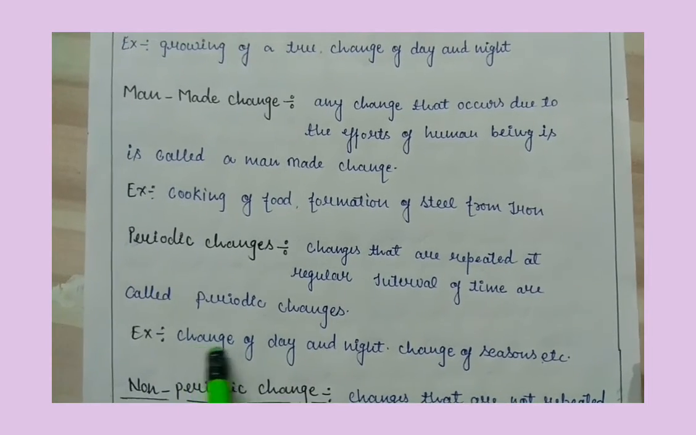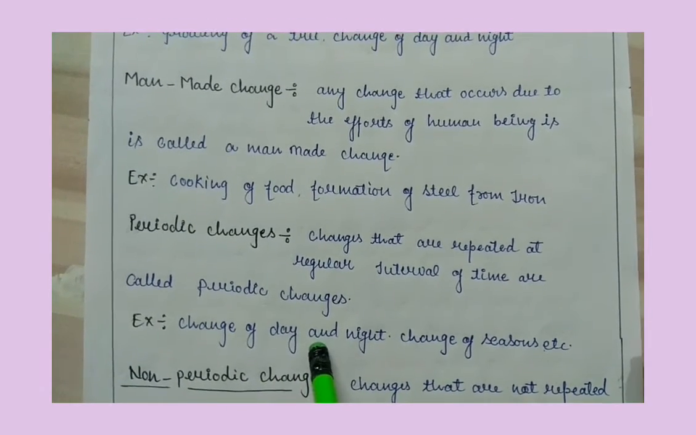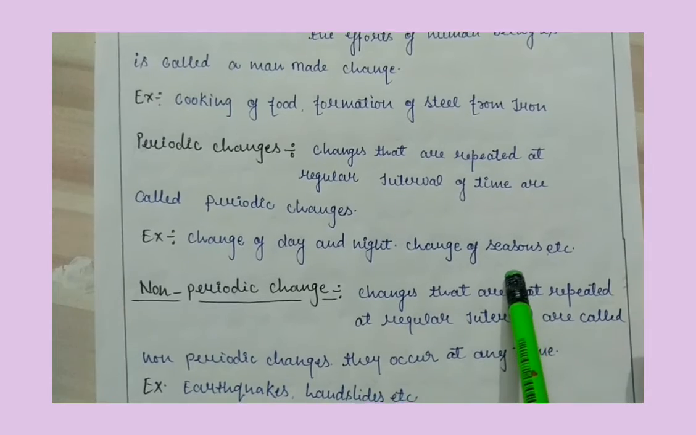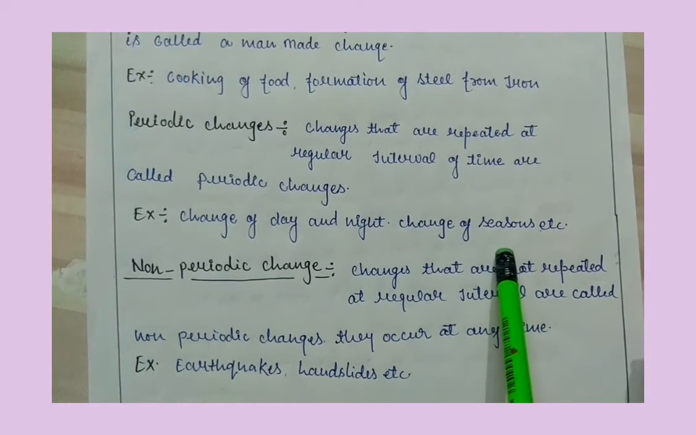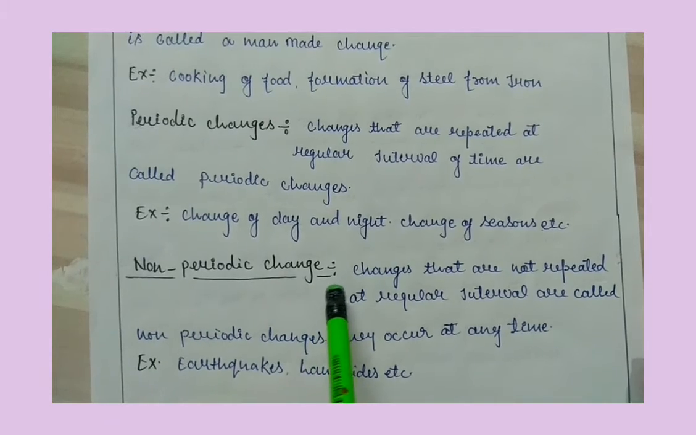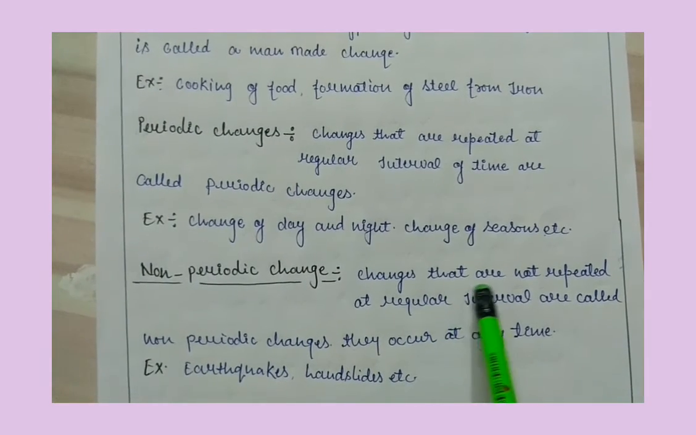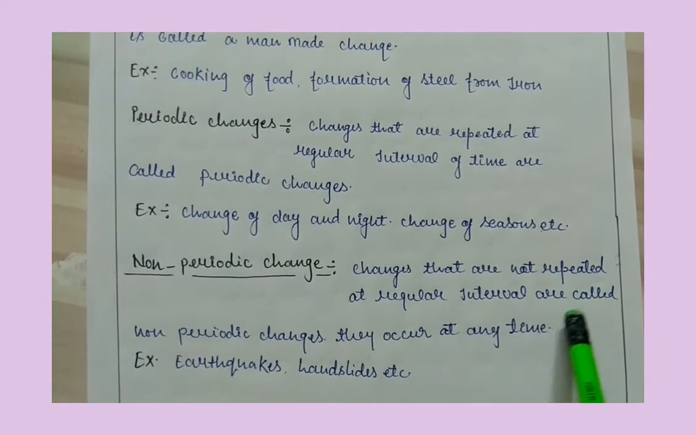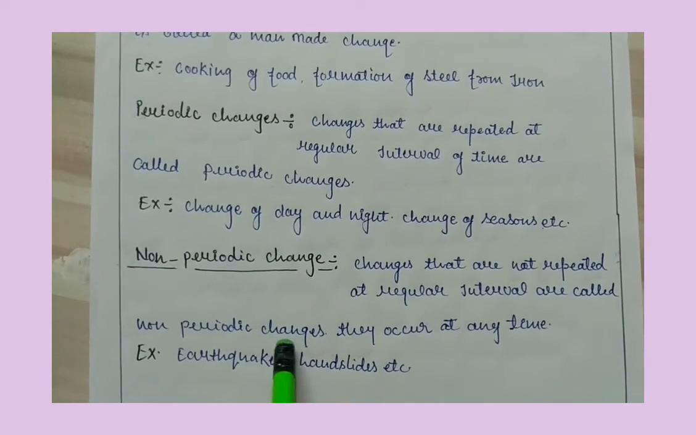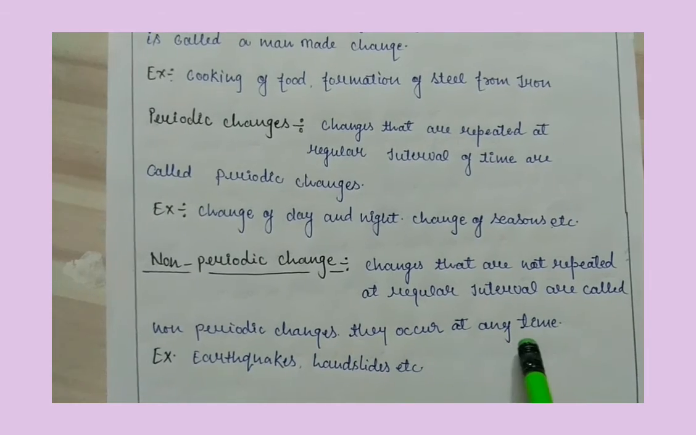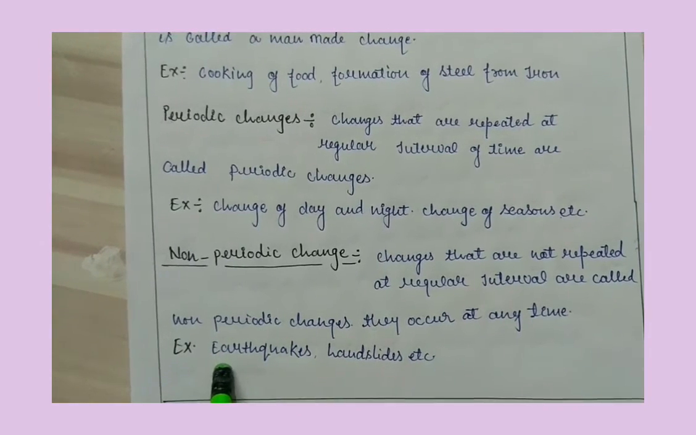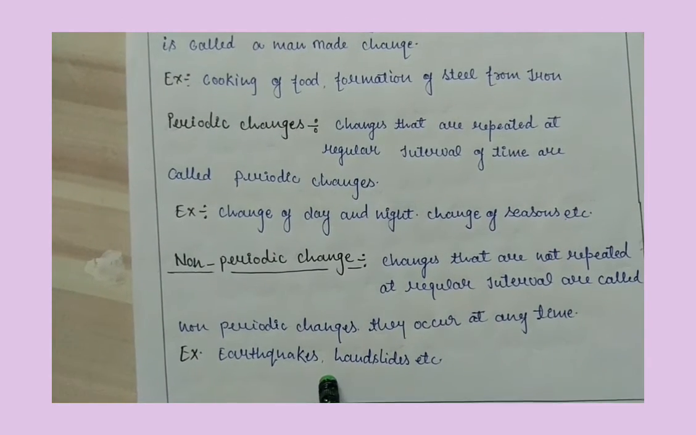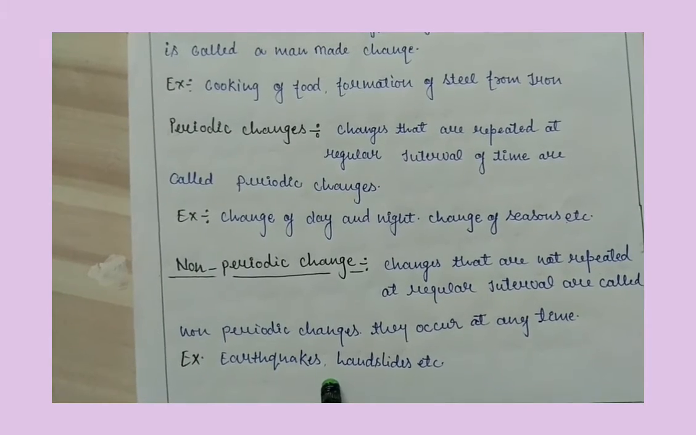For example, change of day and night, change of season. These are the periodic changes. Next, non-periodic change. The changes that are not repeated at regular intervals are called non-periodic changes. They occur at any time. For example, earthquake, landslide. These are examples of non-periodic change.